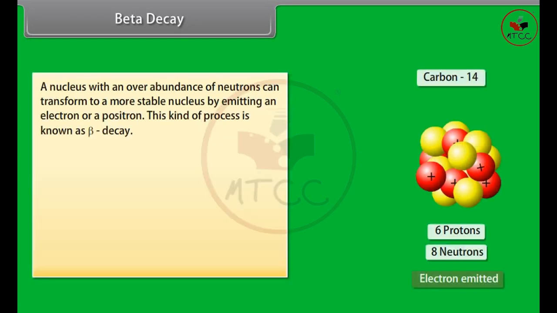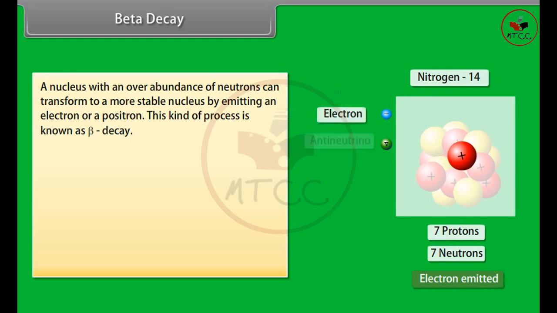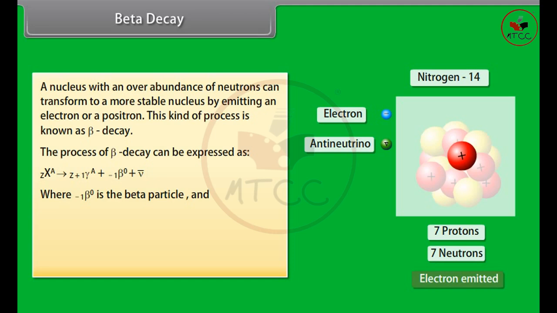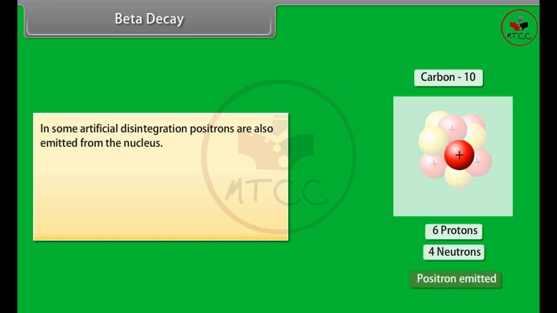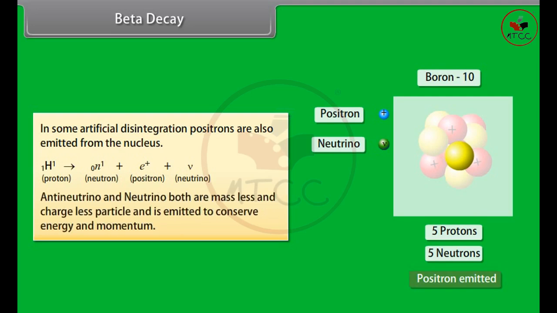Beta decay. A nucleus with an overabundance of neutrons can transform to a more stable nucleus by emitting an electron or a positron. This kind of process is known as beta decay. This process of beta decay can be expressed as shown, where β is the beta particle and ν̄ is the antineutrino. For example, in some artificial disintegration, positrons are also emitted from the nucleus. Antineutrino and neutrino both are massless and chargeless particles and are emitted to conserve energy and momentum.